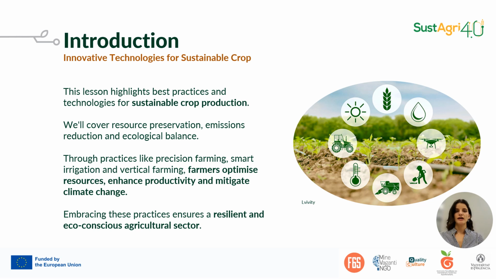This lesson highlights best practices and technologies for sustainable crop production. We will cover resource preservation, emissions reduction, and ecological balance. Through practices like precision farming, smart irrigation, and vertical farming, farmers optimize resources, enhance productivity, and mitigate climate change. Embracing these practices ensures a resilient and eco-conscious agricultural sector.